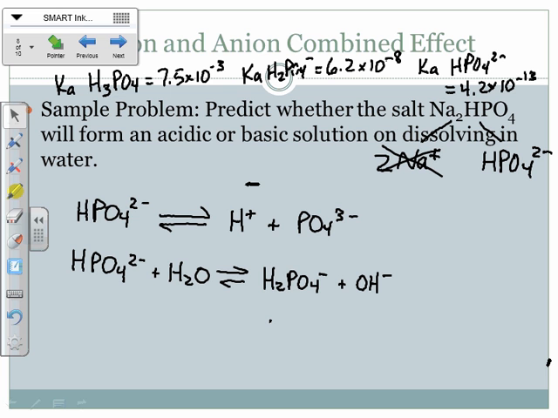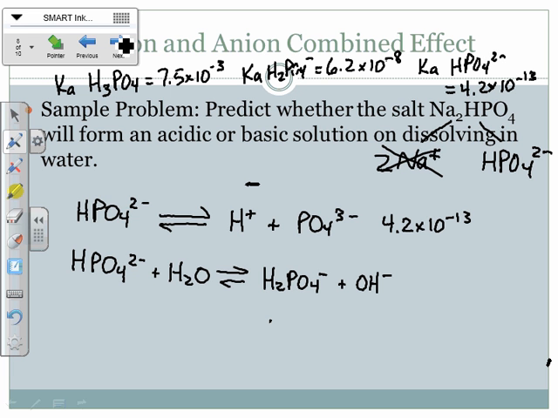Now we're going to have to figure out how to translate that into a Kb for the bottom one. But this top one here, that is our Ka, 4.2 times 10 to the negative 13th. Okay, again, a very, very low Ka there.